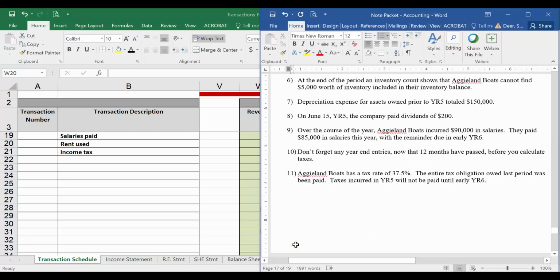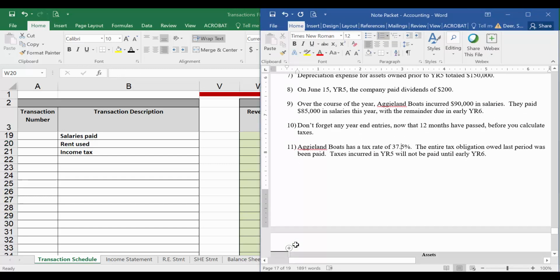Finally, I need to record taxes. So I want to record taxes on all of my net income. It says Aggieland Boats has a tax rate of 37.5%. The entire tax obligation owed last period has been paid. Taxes incurred in year 5 will not be paid until early year 6.